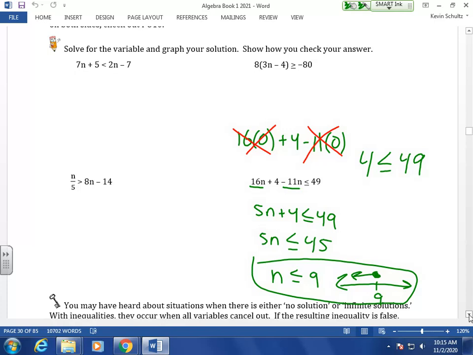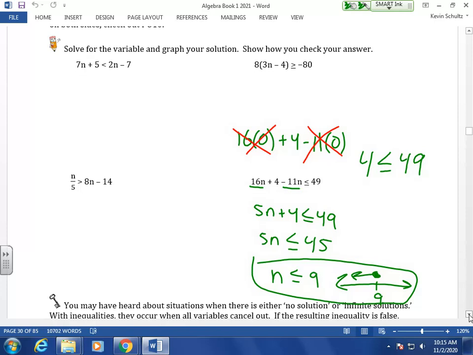Miranda. The third one, variables on both sides and a fraction. Whew, it's your lucky day. What do you think we should do first here? This one's a little bit tricky, because you have that fraction, our first step is going to be getting rid of that fraction.